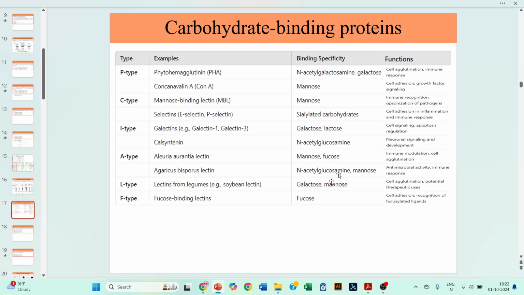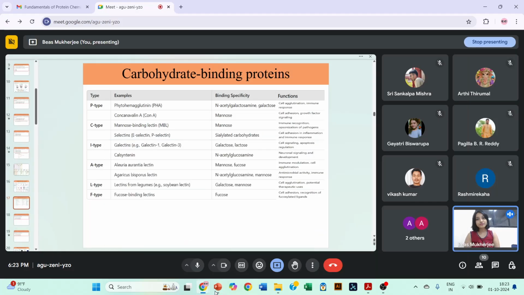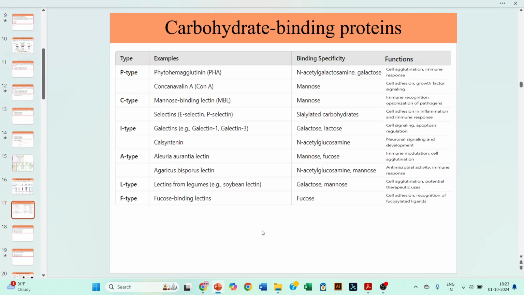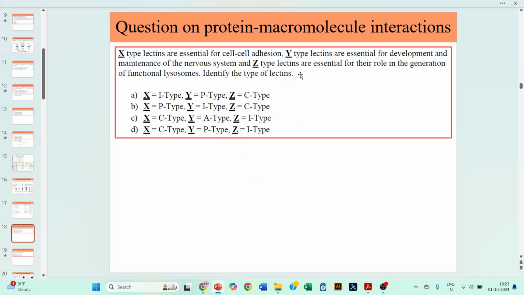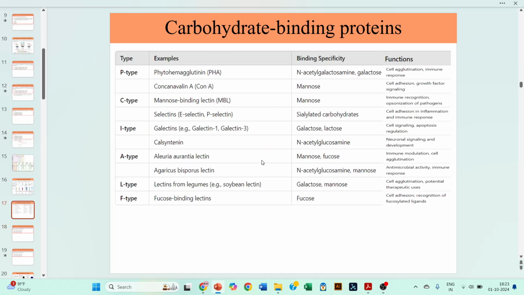Here I have listed out everything, all the different examples of the different classes of lectins, their binding specificity, and their major functions. Now we have a question. You can go through this table. That will help you to remember everything. Okay. So we have a question, and we will first go through this table because that will help you to answer this question better.